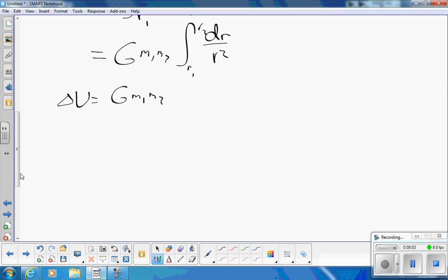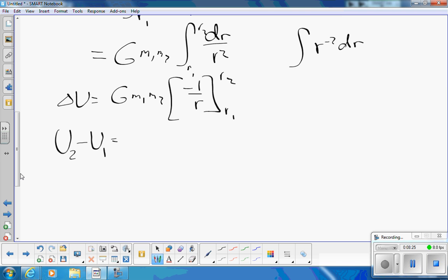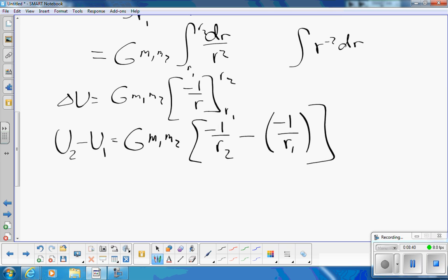The integral of dr over r squared is, of course, the integral of r to the negative 2 dr. And the integral of that is negative 1 over r. And I'm evaluating that at r1 and r2, because I'm doing this as a definite integral. I'm going to write delta u as u2 minus u1, because that's what it is. And I now have G m1 m2 times negative 1 over r2 minus negative 1 over r1. Okay, plugging in the r2 and the r1.